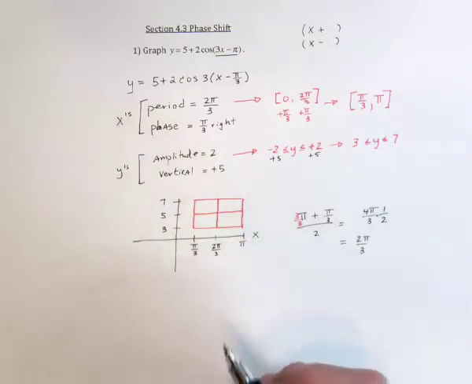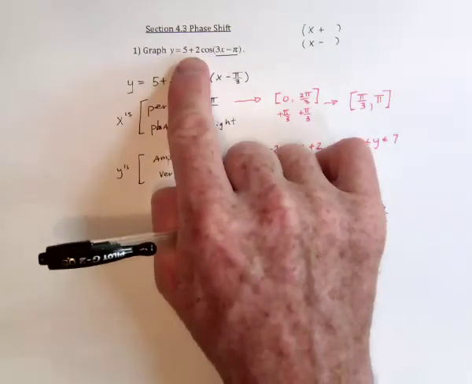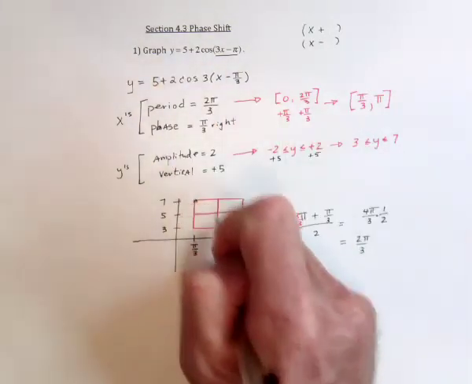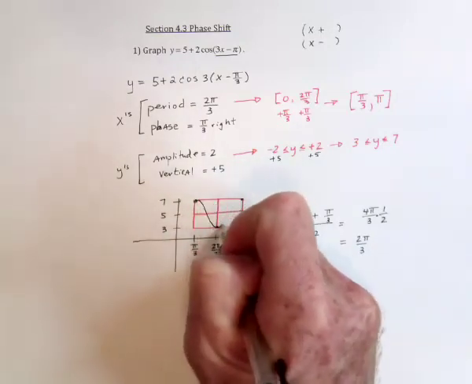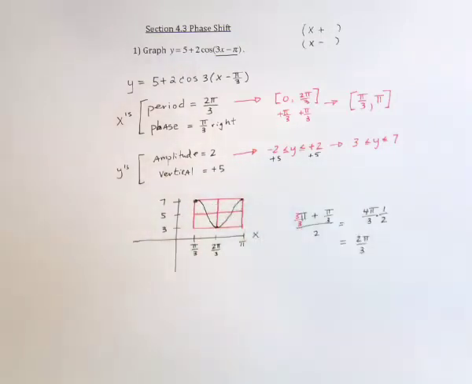Okay, now just draw a cosine. Since it's positive cosine, it's going to start at the top. By the middle, it'll go to the bottom, and then back up. So there would be cosine.